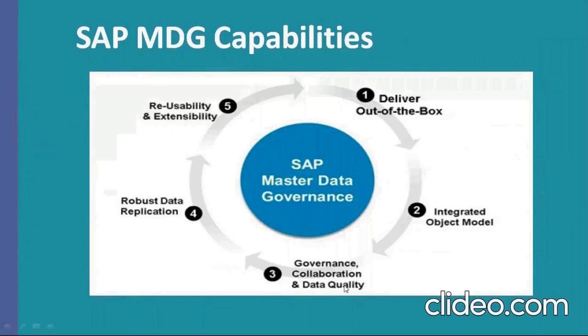Thirdly is governance, collaboration, and data quality. So as I mentioned, you have that single window approval process, and then you have the best data quality approach. Then you have robust replication. By using ALE IDoc and SOA services, you have replication opportunities. And then you have reusability and extensibility in order to create, change, or mark for deletion of the data. So these are the capabilities. In our discussion, we will talk about those capabilities in a detailed way.